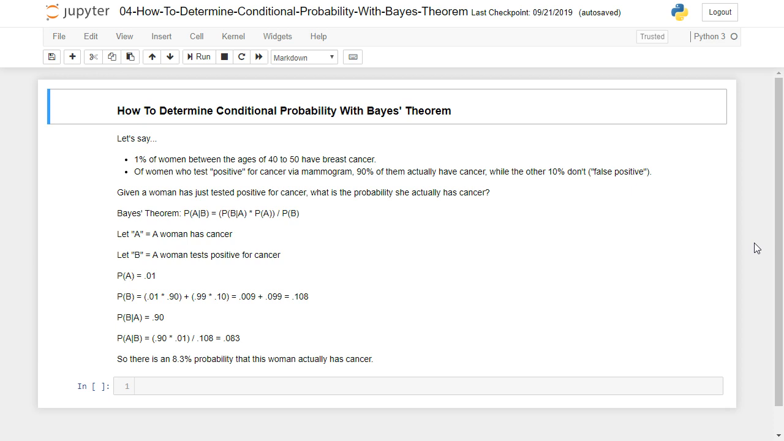So this is how you can use Bayes' theorem to use statistics and probability to give you some information that you might not otherwise have thought of.